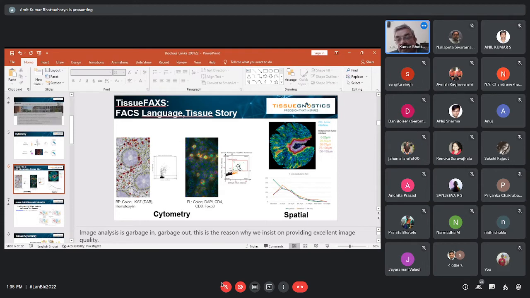Now the question is that we have come to discover, let's say, populations and subpopulations. But where do all these cells or subpopulations lie in the overall context of the tissue? That is about a more global spatial analysis that can be done. So it's a blend. The subject of tissue facts is actually a blend of single cell image-based cytometry combined with spatial analysis on a global scale, a global scale of the tissue.